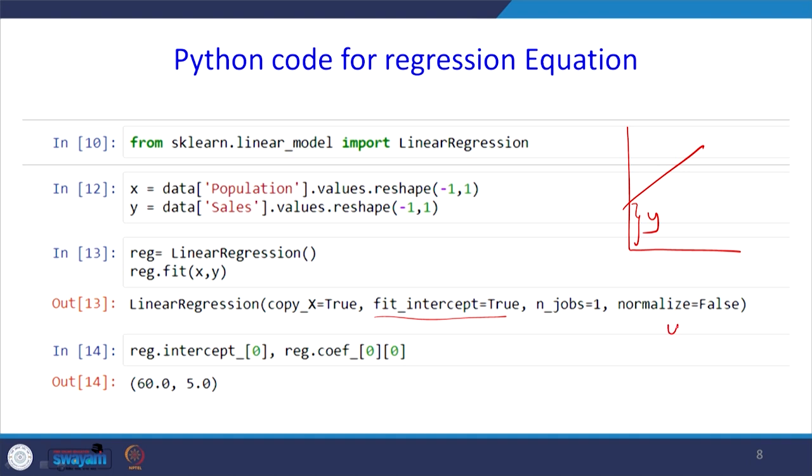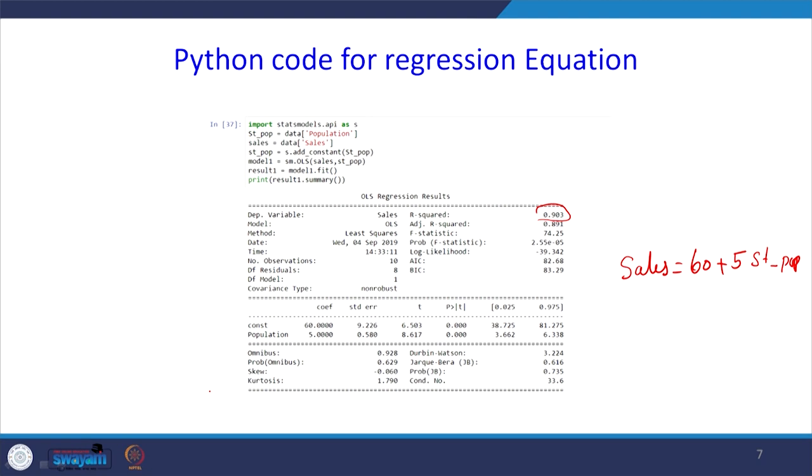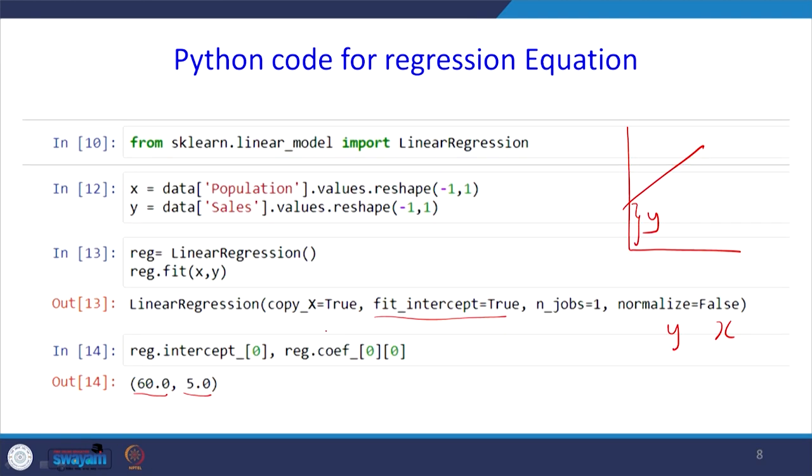So, there are y and there are x values. If you normalize the x values and y values and then run the regression, you will get a standardized regression coefficient. Here normalize equal to False is written, so we are not going to normalize the data set. So, reg.intercept_[0], reg.coef_[0][0]. This is your intercept, this is your x coefficient. Look at the previous slide, there also we got 60 and 5, the same result.